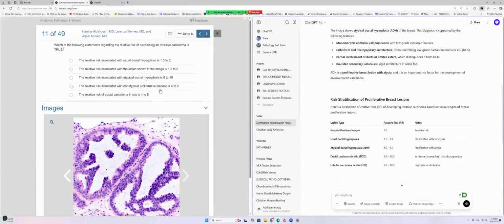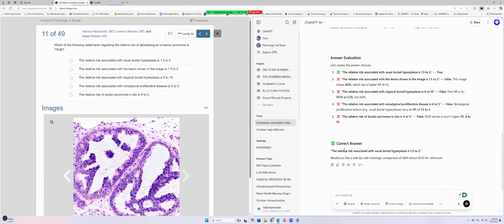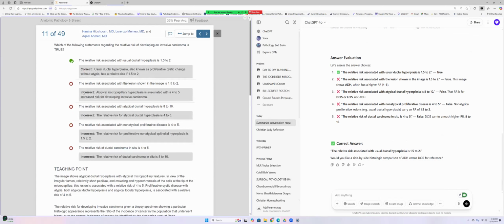You know what? Let's look at their response. Yes, we'll look at it now, but I'm trying to figure it out before we look at it. The relative risk of DCIS is 4 to 5. No, okay, this is atypical, non-atypical. Okay, let's see. I'd say A is the correct answer because all these other things don't make sense to me. But let's see, why would this be A?